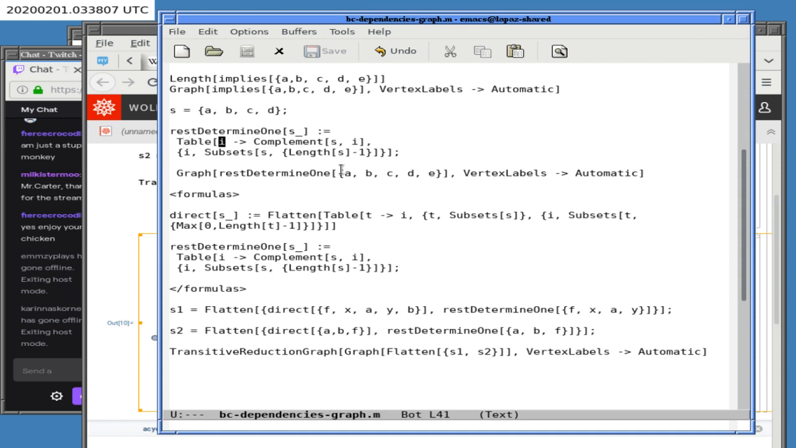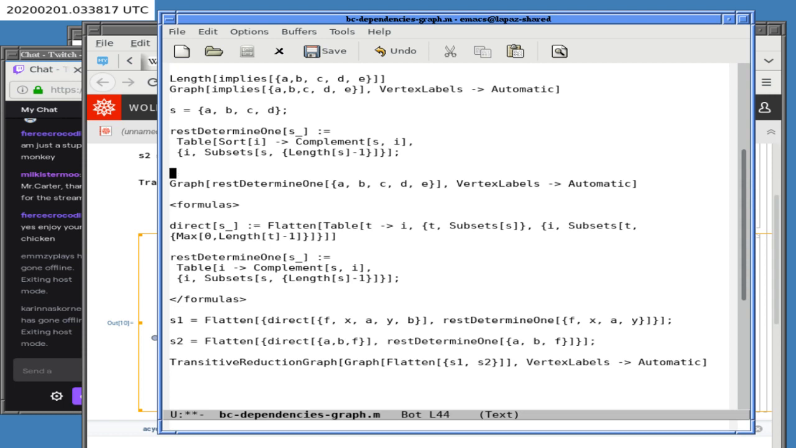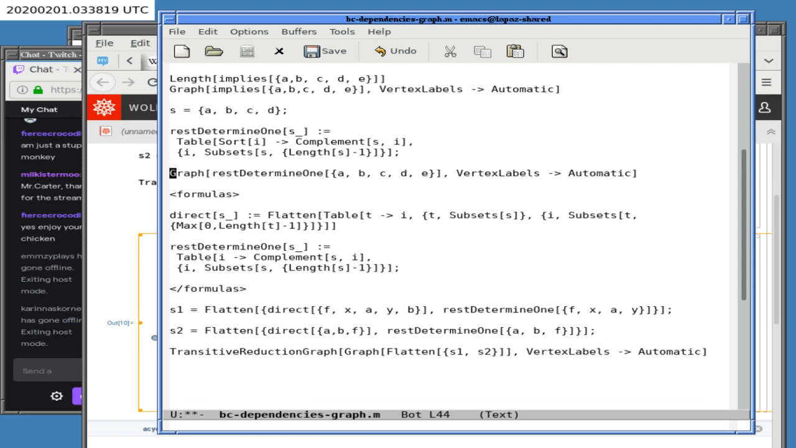Okay. So we can say sort of I, which is fine. Is that a space there? Ooh, I don't want that space there. That was kind of stupid. Direct is going to be table of sort t. I is just one element, so I don't think we need to sort it. It is going to be a table of... We are going to need sort I.